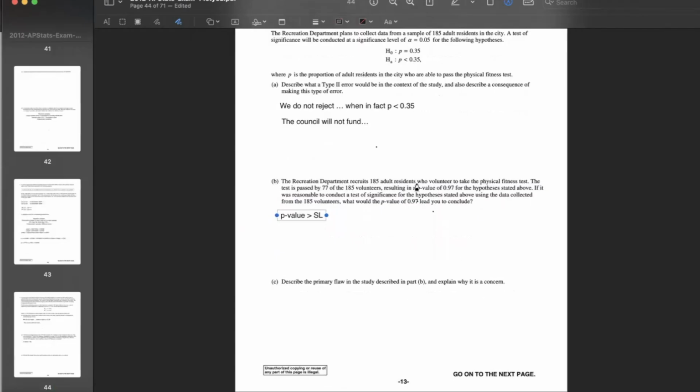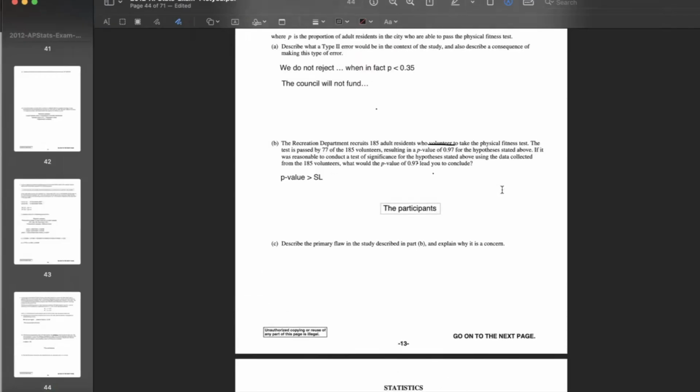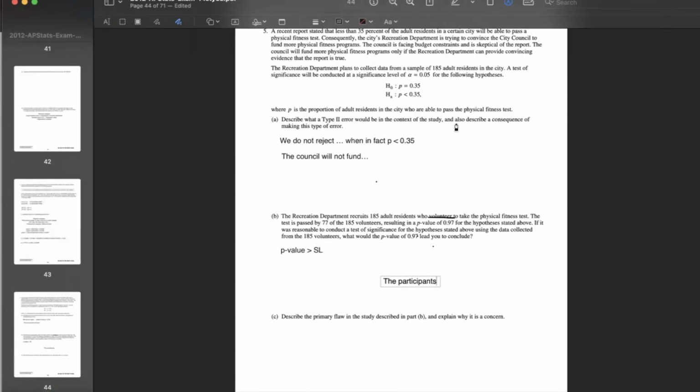Recruits 100 adult residents who volunteer. Okay, this is a keyword. So it's not a random sample. So yes, the participants were volunteers. And now you need to explain why it is a concern. So why could this cause our results to be biased?